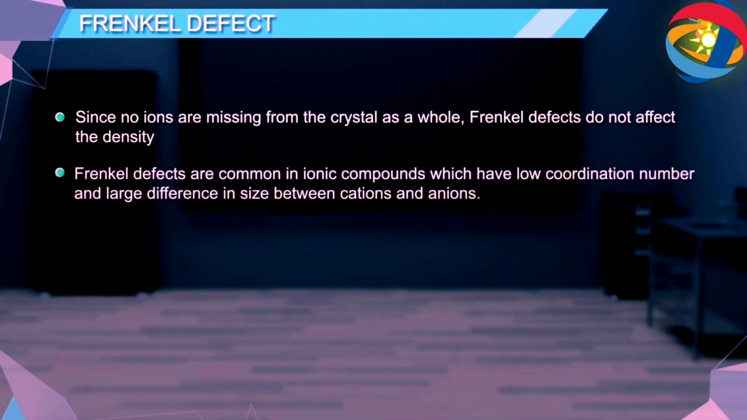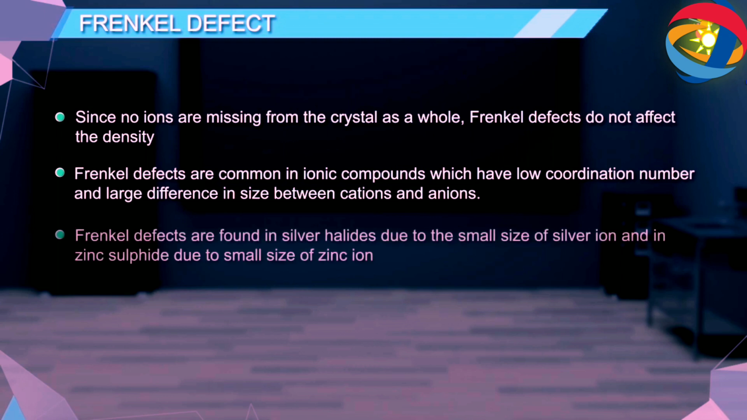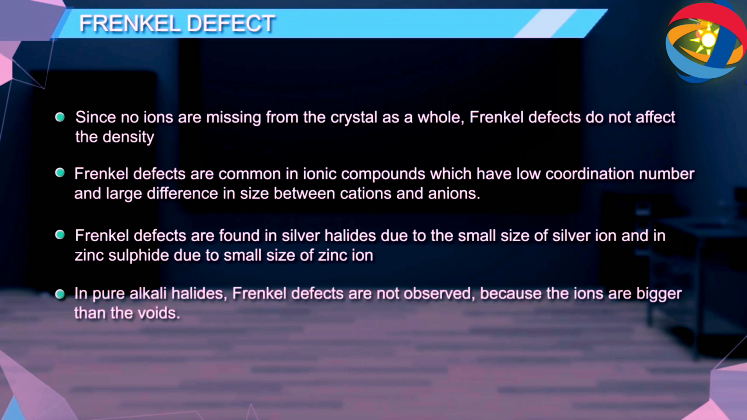Frenkel defects are common in ionic compounds which have low coordination number and a large difference in size between cations and anions. Frenkel defects are found in silver halides due to the small size of the silver ion, and in zinc sulfide due to the small size of the zinc ion. In pure alkali halides, Frenkel defects are not observed because the ions are bigger than the voids.